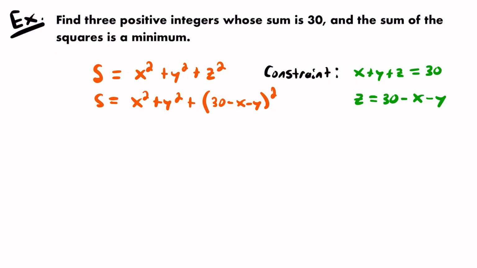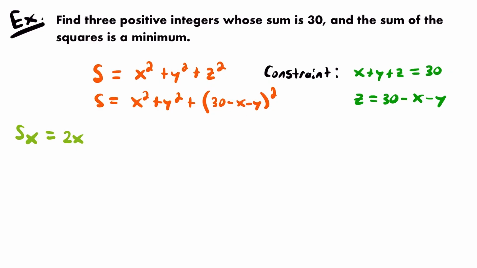Okay, so let's find those partial derivatives. Let's take a partial derivative with respect to x of S, so S_x, and looking at S here. And so going term by term, the derivative of x squared will be 2x, and then y squared is a constant with respect to x, so its derivative is 0. And then for this piece, we will use the chain rule, because we have this quantity being squared, and there is an x inside of it.